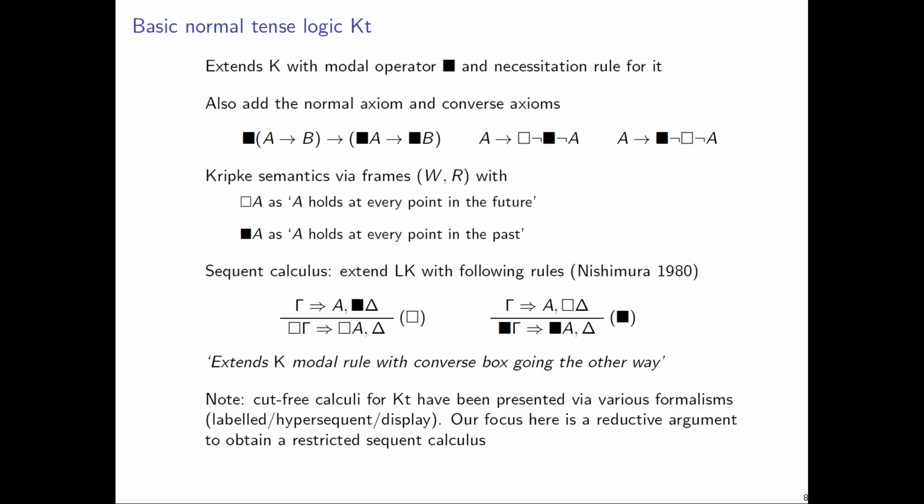in every future world, there exists a past world where A holds. That's the converse axioms that tie the two modalities together. All right, so that's Kripke semantics.